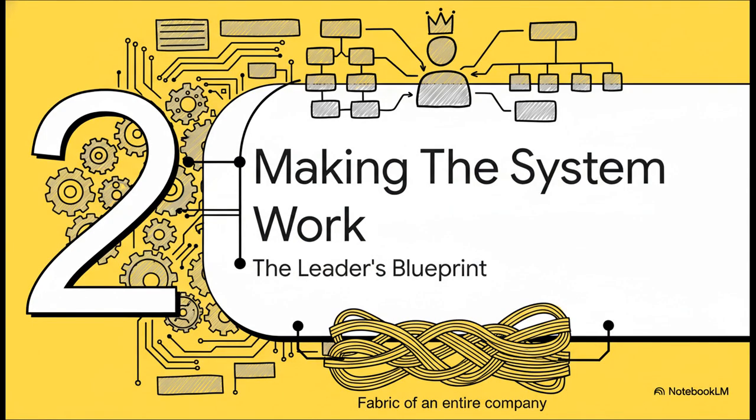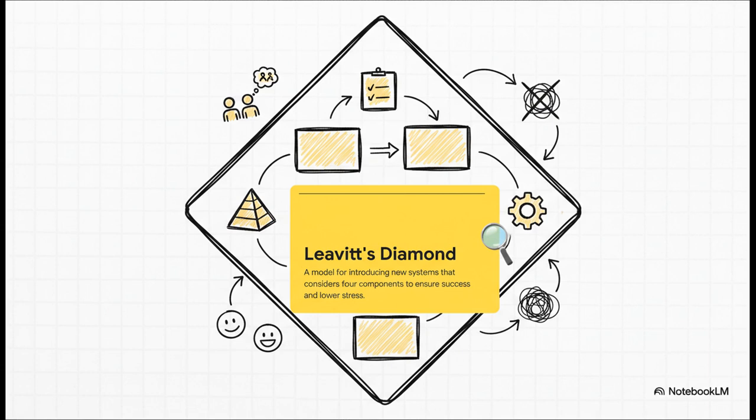All right, so now we know how to take apart a single system. But how do you make this work on a bigger scale? I mean, how do great leaders actually integrate these complex systems into the DNA of an entire organization? Well, for that, we're going to look at another powerful framework called Leavitt's Diamond. This is the playbook that smart leaders use whenever they're bringing in new technology to make sure it actually helps instead of just causing a ton of headaches and chaos for everyone.